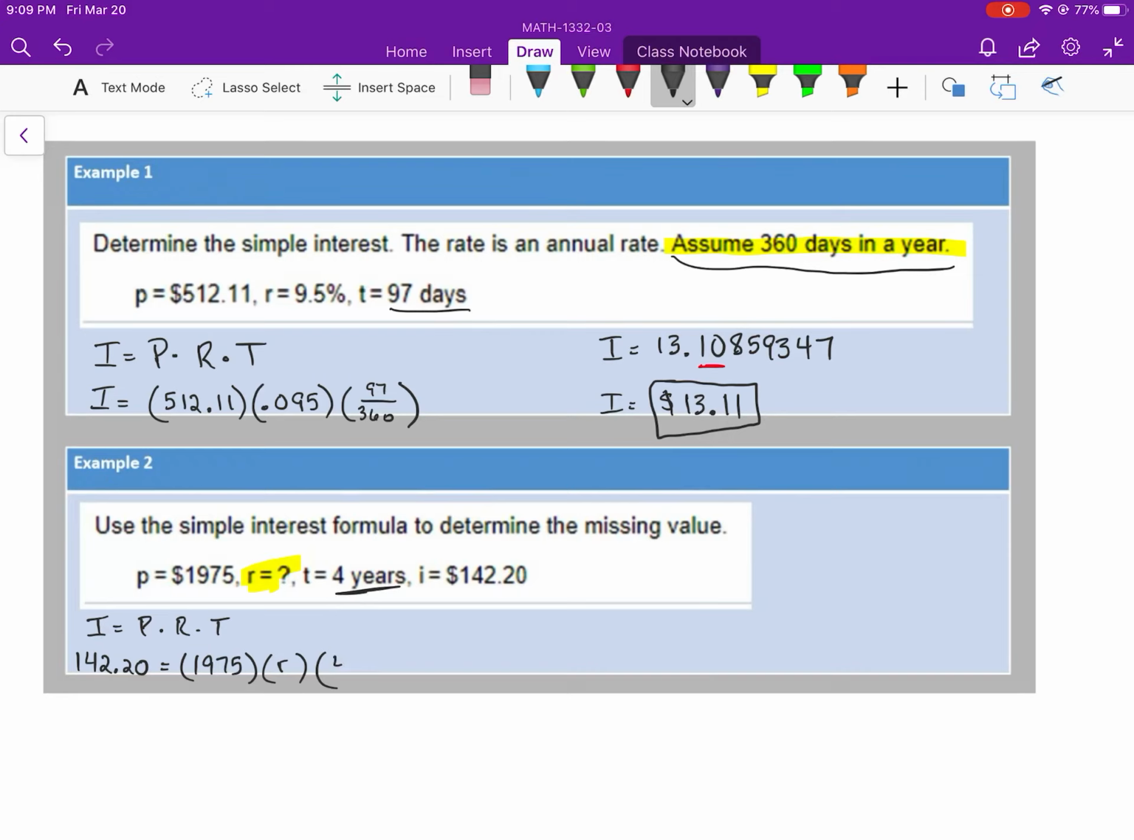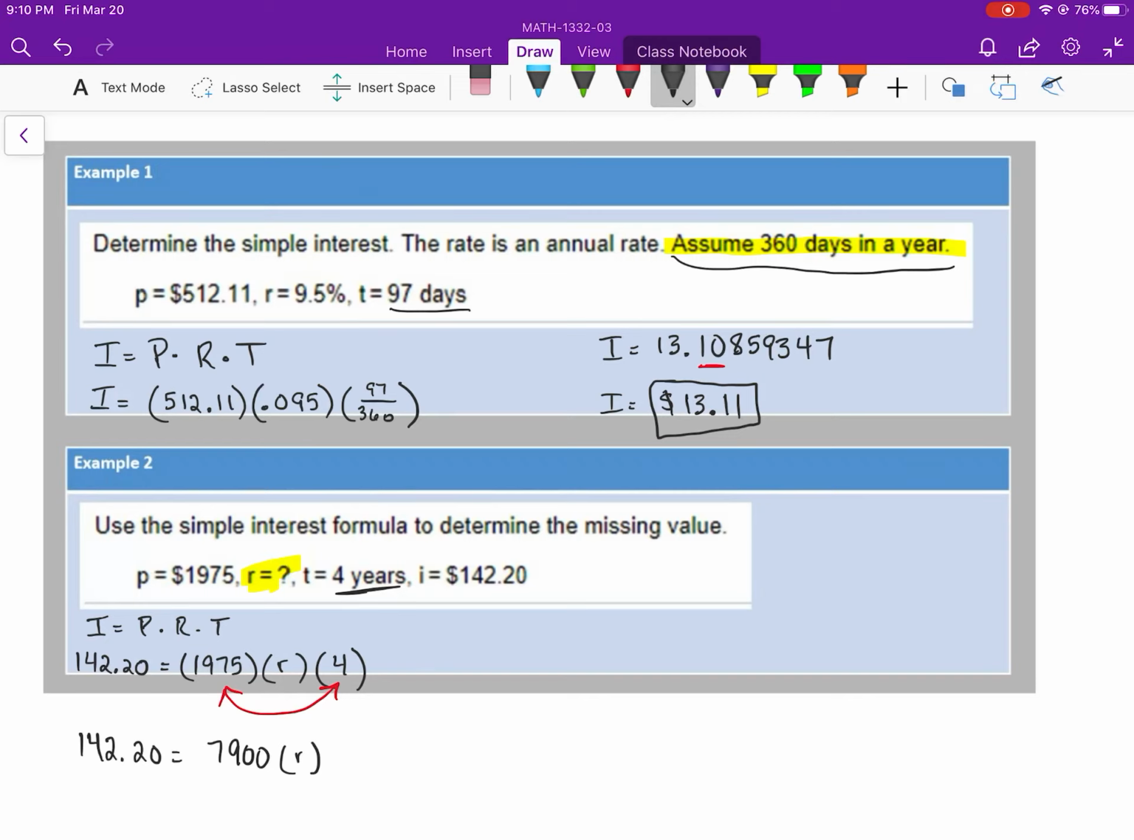But this time we have time that's in years. Okay, remember time has to be listed in years. The only time we need to worry about putting it over 360 is when we have it in days. All right, so I'm going to combine these two. So 1,975 times 4 is 7,900. So we have $142.20 equals 7,900 times R.